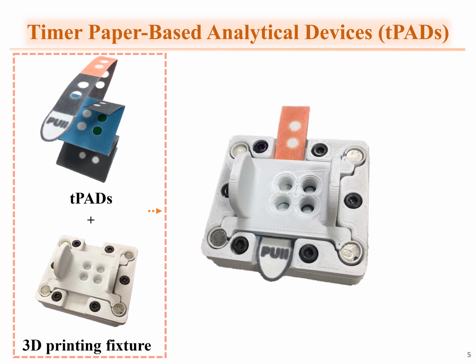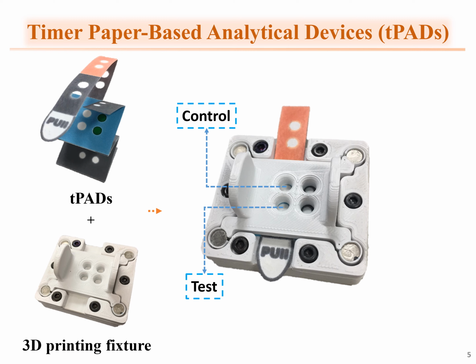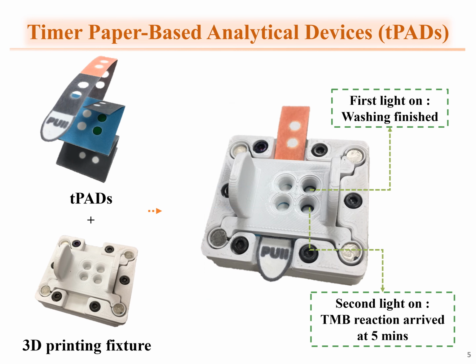The entire platform is divided into two parts. The left two wells are the control well and test well. The right two wells are the timer, where the first and second lights turn on to indicate washing and TMB reaction finished, respectively.